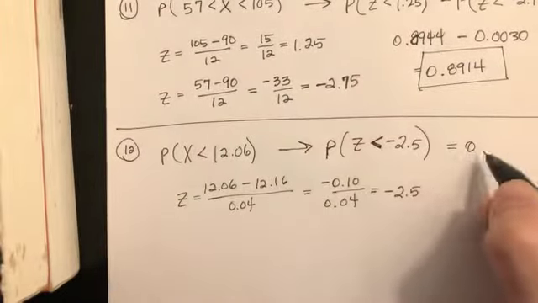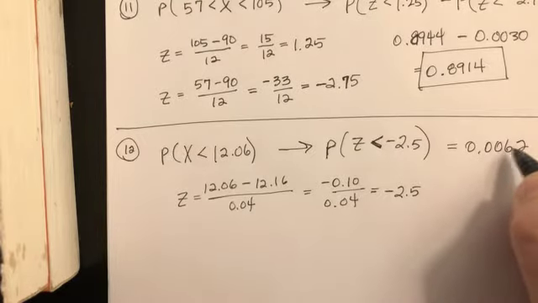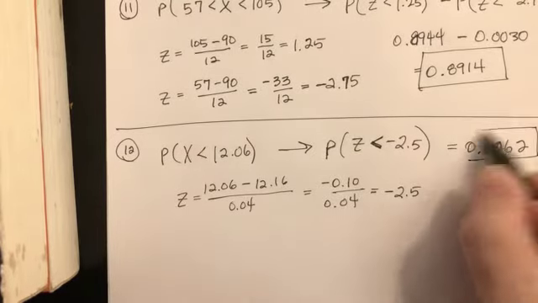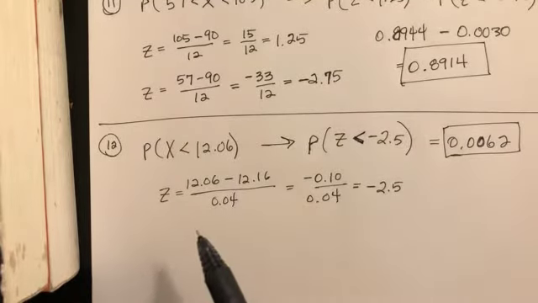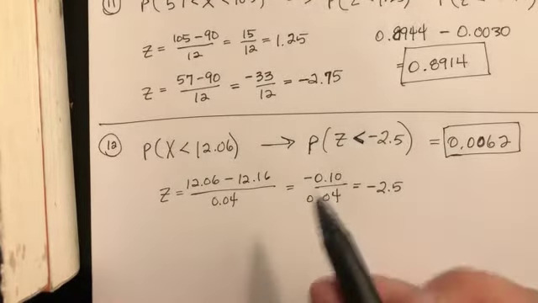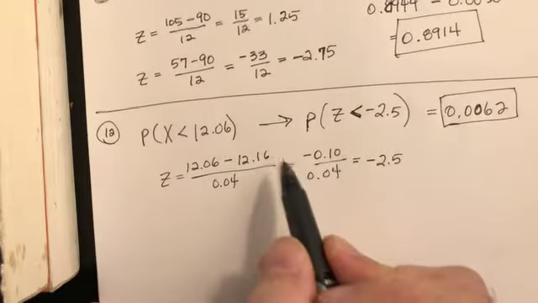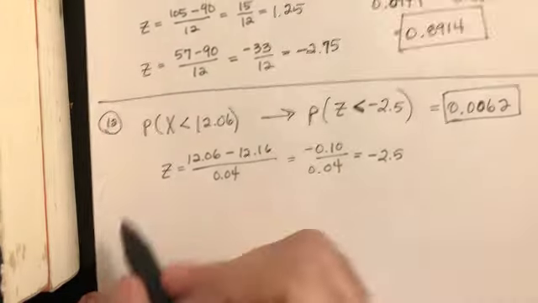So the answer is 0.0062, right? That's a very low chance that it's pouring less than 12.06 ounces. And that's good, because you don't want it to be pouring too much less than the mean, right? That'd be bad.